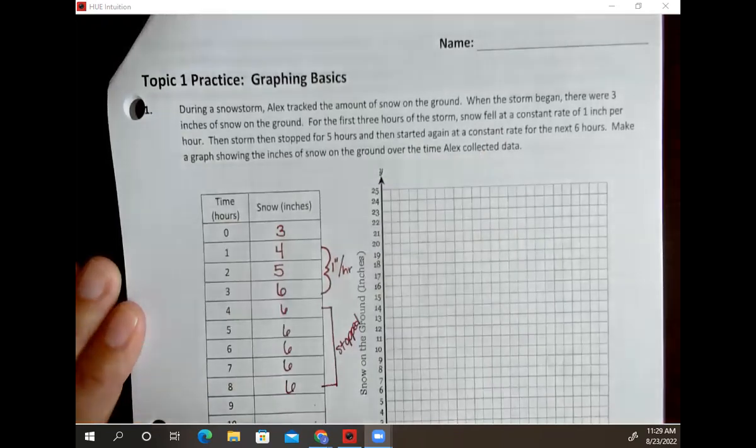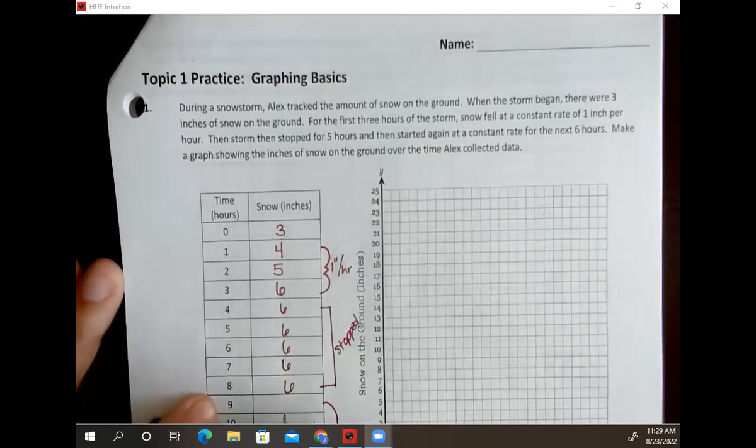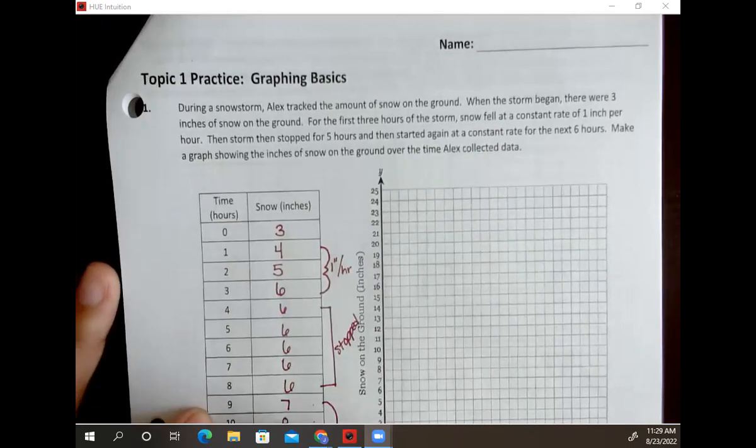So 1, 2, 3, 4, 5, 6 for this 6-hour block. We're snowing again at that constant rate. It didn't give me a new constant rate, so I'm going to go back to that 1 inch per hour. So then we'll add another inch for each of the next few hours.